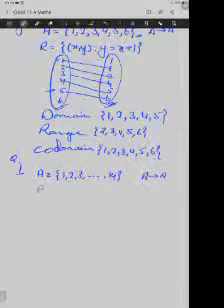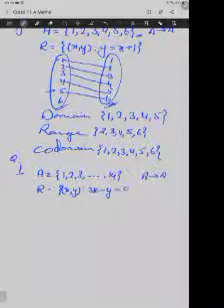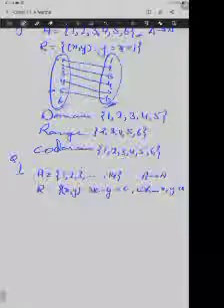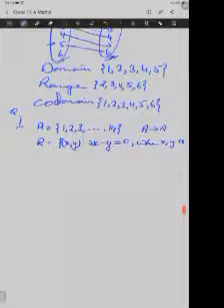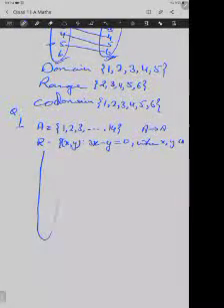And the clause is R equals {(x, y) : 3x minus y equals 0}, where x, y belongs to set A. Write down the domain, codomain, and range. Let us make the arrow diagram or mapping.